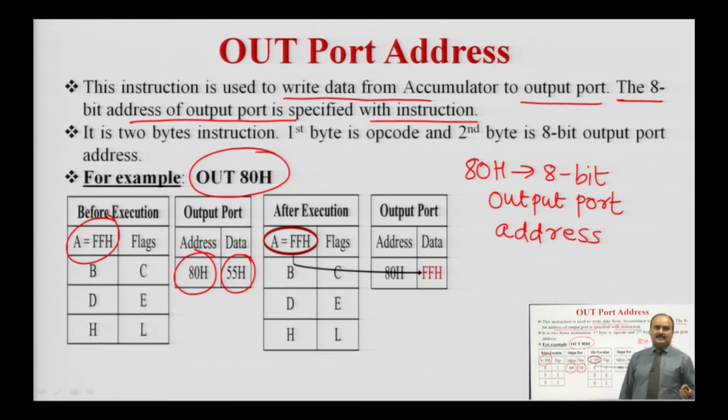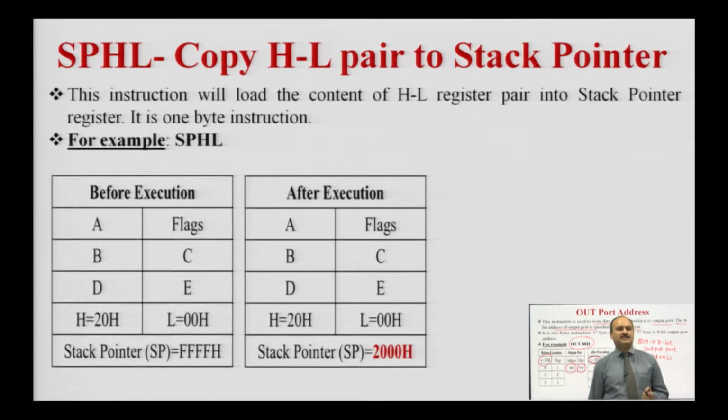Let us see what happens after the execution of this instruction. Whenever the microprocessor executes this instruction, the content of the accumulator is written into the output port having address 80H. So after the execution, the content of the output port at address 80H is FFH. This is the meaning of the instruction OUT port address, which is 80H.